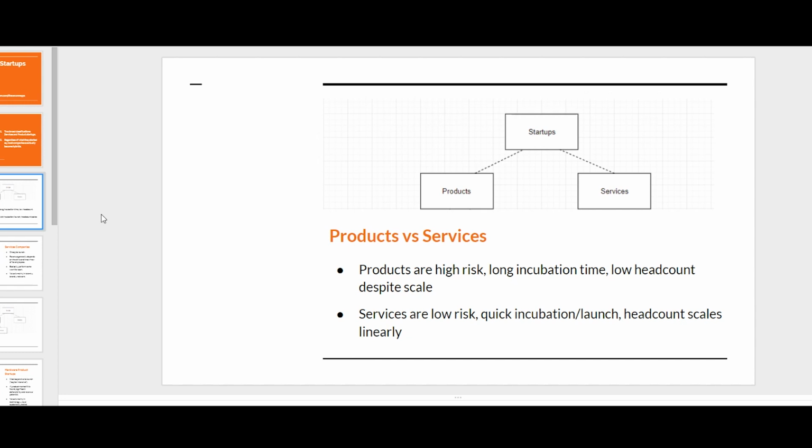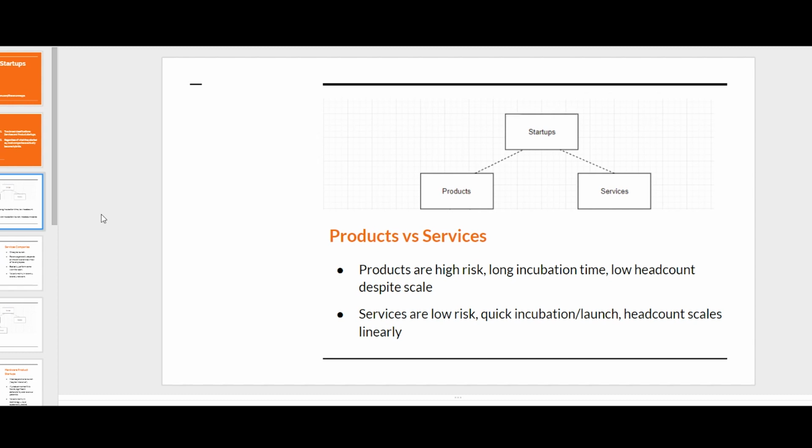They're low risk, which means that you don't need too much capital to start them. As long as you have 1 or 2 people in your team who have the skills, and these skills are sellable, you don't need too much money, except to pay them salaries. The incubation and the launch is very quick, which means that you could have a services company registered and up and running within a few weeks.